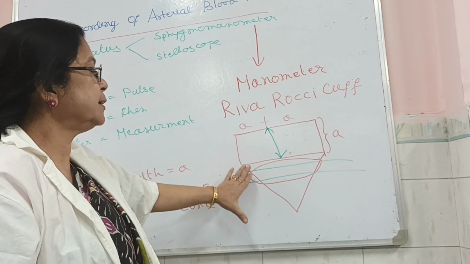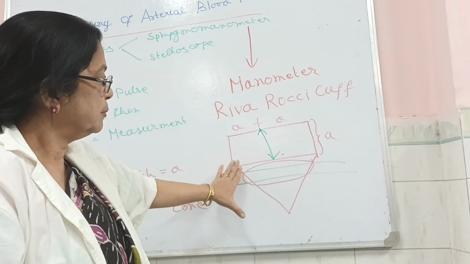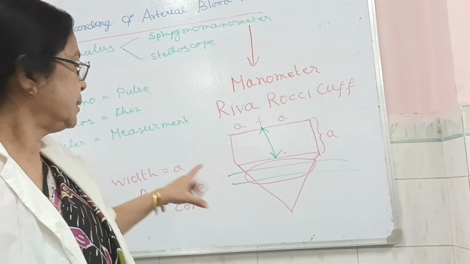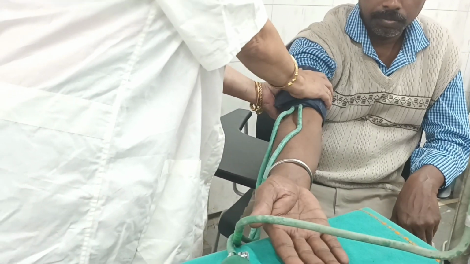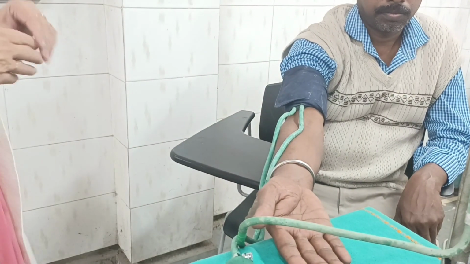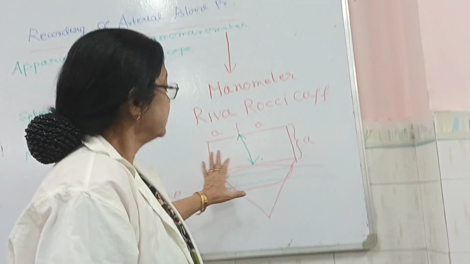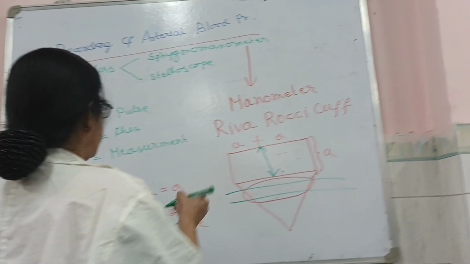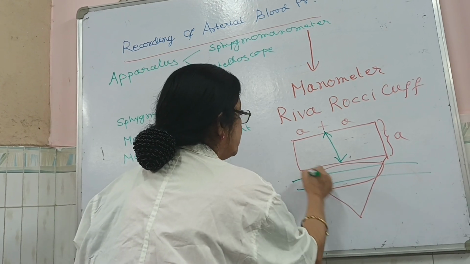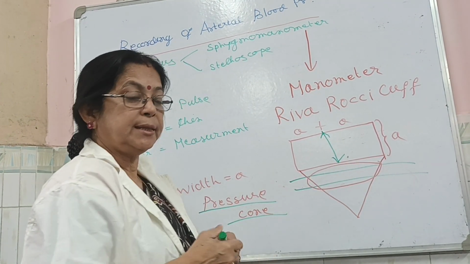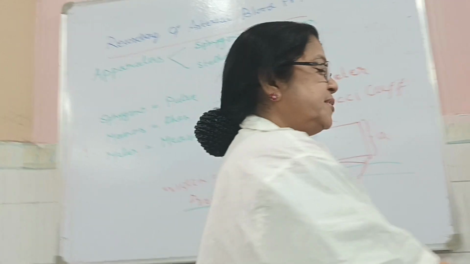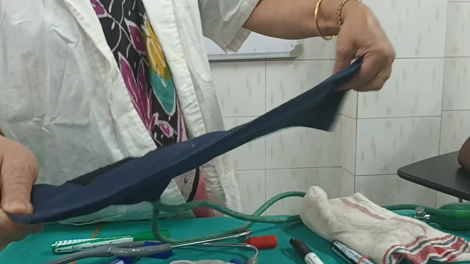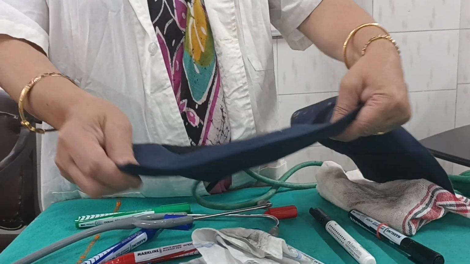The width is important because we are measuring the blood pressure through the width, that means the width of the artery. The width is passing over the brachial artery. Pressure is transmitted with the pressure cone, and a sufficient segment of the artery should be included within that pressure cone. So the width of the cup is very important, not the length.